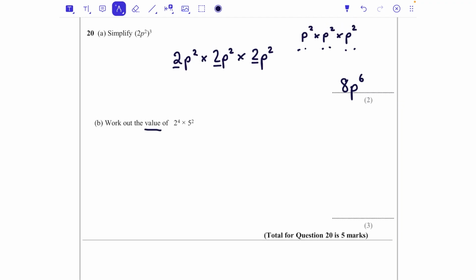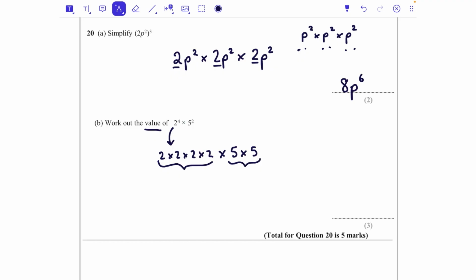Now it says work out the value, so that means we're going to need a number answer here rather than anything with powers, of 2 to the power of 4 times 5 squared. So what does 2 to the power of 4 mean? It means 2 times 2 times 2 times 2, and then we're timesing that by 5 squared, which means 5 times 5. Now I'm going to work these two bits out separately.